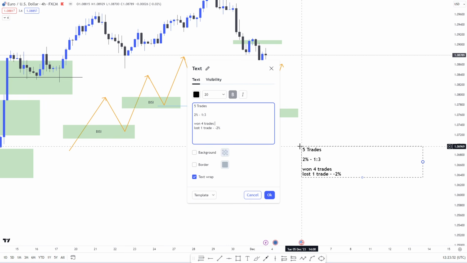But because you won 4 trades, which would give you 6% each, 6, 12, 24%. So you are up 24%. A 1 to 3, risking 2% will give you 6%. 6, 12, 24, double that. So 24%. So take away your 2%. Overall, you are potentially up 22%.